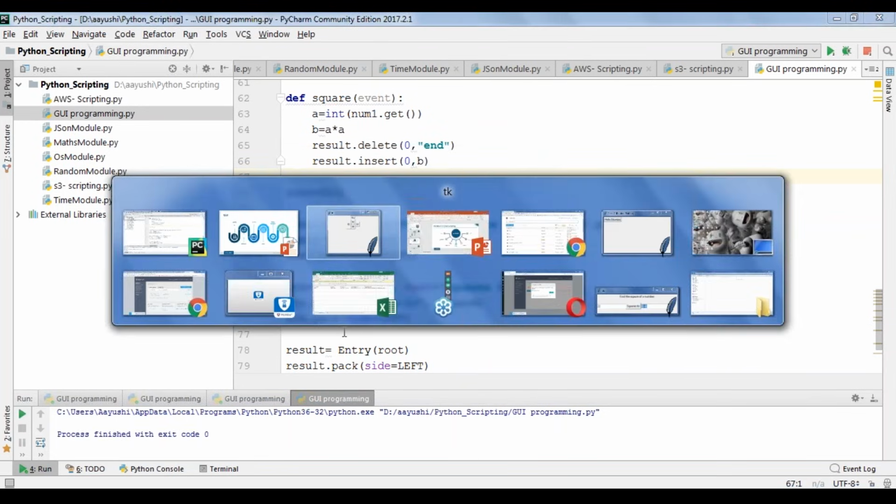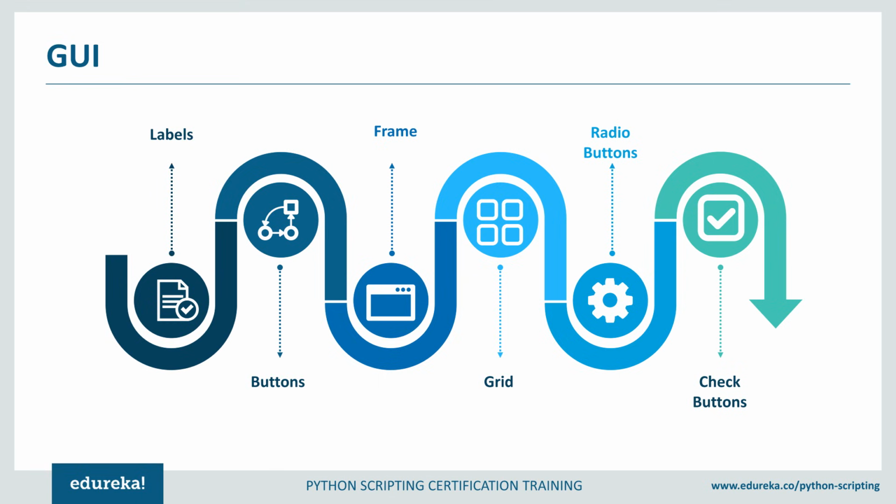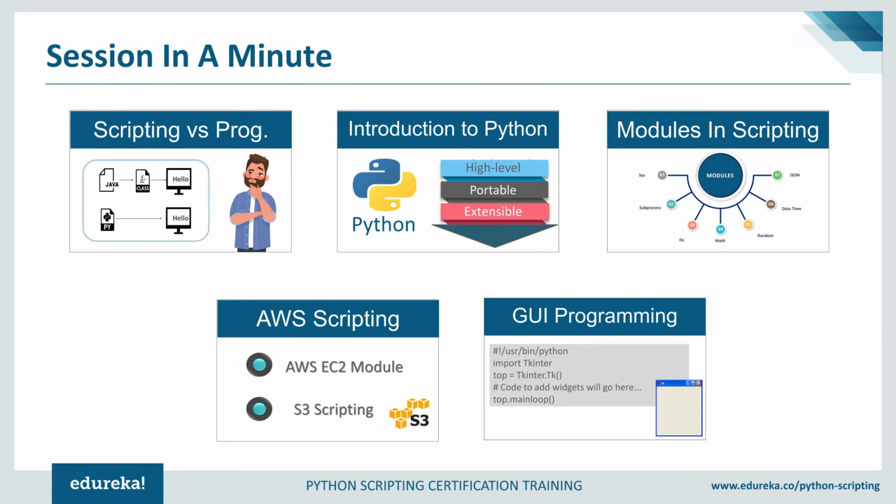Now let me go back to my presentation and let's see what else we're left with. So here we have implemented all these small components to create a basic GUI application. So let me now summarize this session. So first of all, we have discussed how a scripting language is different from a programming language. After that, I have introduced you to Python and its various features. Then we have covered the various modules in Python, which are sys, subprocess, OS, math, random, datetime, and JSON. And we have implemented some of them as well. Then we have talked about AWS Scripting, wherein I have showed you how to create an EC2 instance using the Boto module. And then we have also created a S3 bucket with the same.